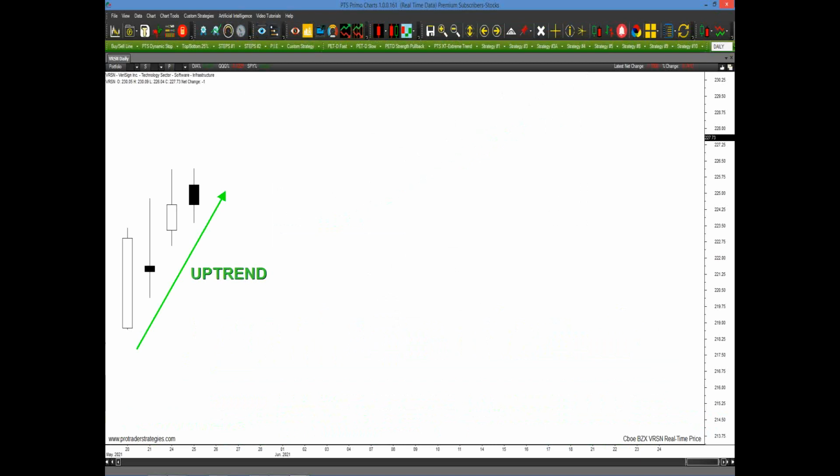Okay, so let's look at this chart in VRSN, VeriSign. All right, here's the way most traders would trade. They'd say, okay, well, we're in an uptrend here, right? We're going straight up. But then look what happens. At this point, you got stopped out. You have a major loss. You say, you know what?